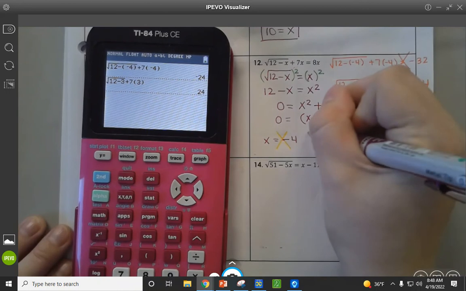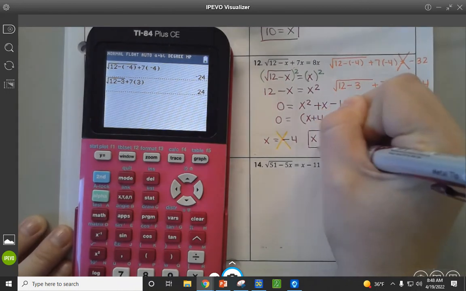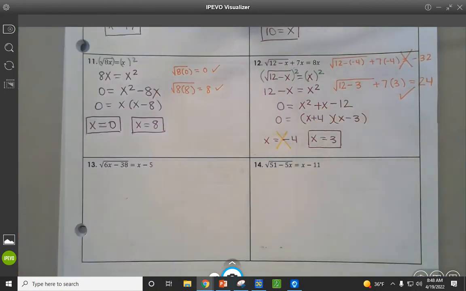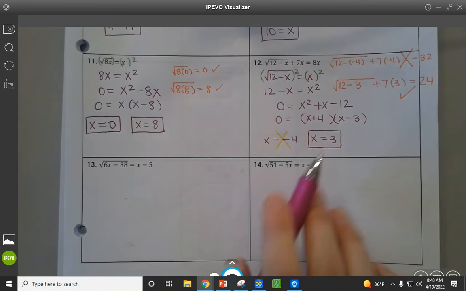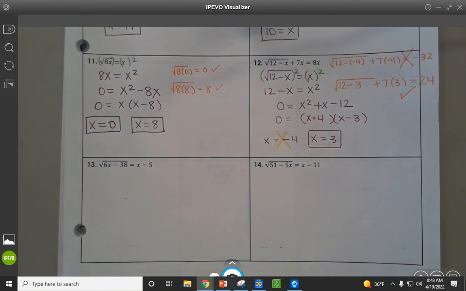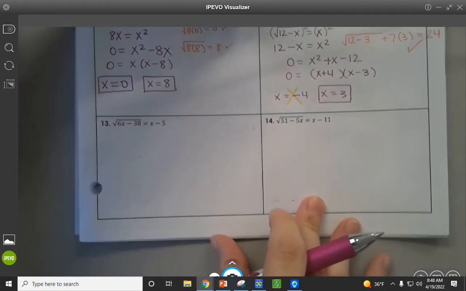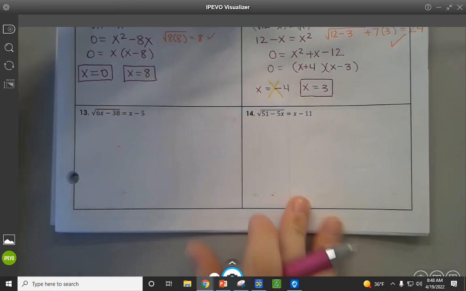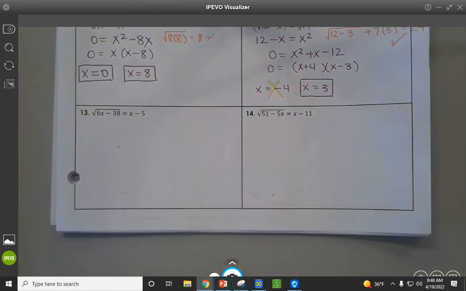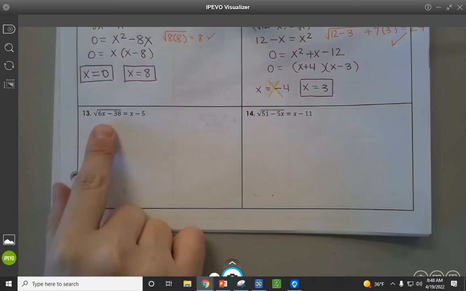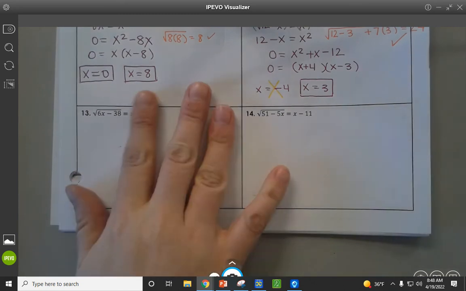All right, we got one more. We'll probably stop with this one. This one, I have the square root of 6x minus 38. Do I have anything being added or subtracted to this radical? No. So nothing to move over. You don't want to add 5. That's just going to put it a plus 5 on the outside here. So we go ahead and square both sides.